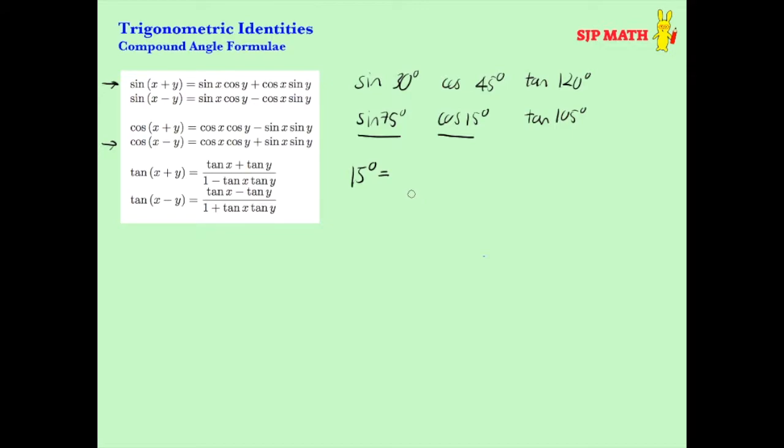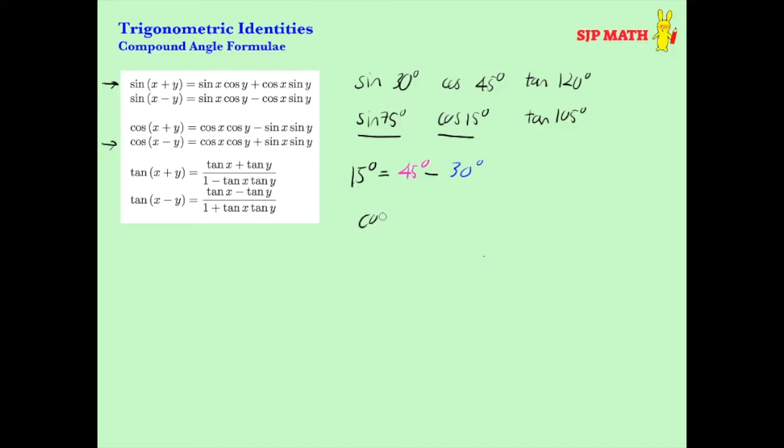So it can be 60 degrees minus 45 degrees or 315 degrees minus 300 degrees. It doesn't matter, but here I'm just going to do it as 45 degrees minus 30 degrees. So here we have 15 degrees as the difference of two angles in the unit circle. Coolio. So let's use this equation then.